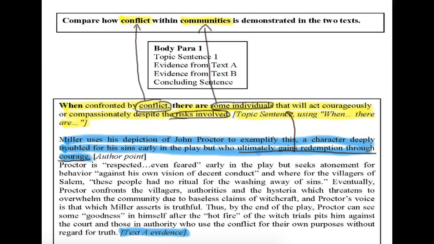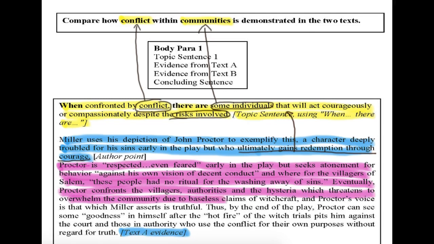And then we give the evidence for that. So all of this other part of the paragraph is the evidence for that author point or that author statement which supports the topic sentence, and that topic sentence which supports the prompt. Okay, and again, we're not going to get bogged down with the language and how sophisticated it is or how eloquent it sounds. What we're just doing here is seeing the elements that are involved.